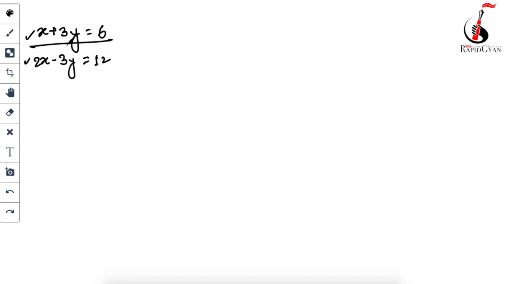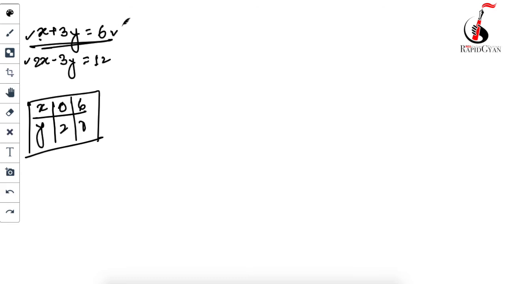So I will start with the first one. Let me find the coordinates. So x, y: if I put the value of x as 0, then 0 plus 3y equal to 6, so y equals 6 upon 3, I will get 2, correct? And if I put the value of y as 0, I will get the value of x as 6. Okay, so these are the coordinates I got for equation 1.